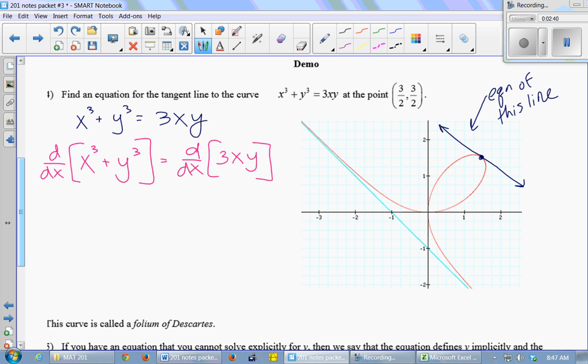Now, what's important to remember here is that y is not a constant. y is a function of x. y depends on x, because I could take this thing and solve it for y, and y would be a function of x. So y is a function, not a constant.